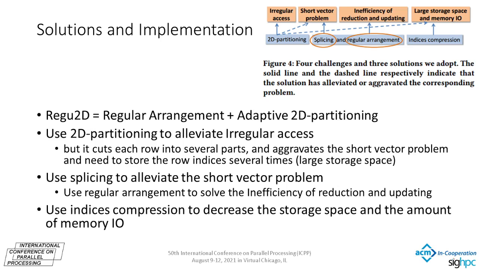In detail, we use 2D partitioning to alleviate irregular access, but it cuts each row into several parts and aggravates the short vector problem and needs to store the row indices several times, which results in large storage space. Thus, we use splicing to alleviate the short vector problem and use regular arrangement to solve the inefficiency of reduction and updating. Indices compression is used to decrease the storage space and the amount of memory I/O.